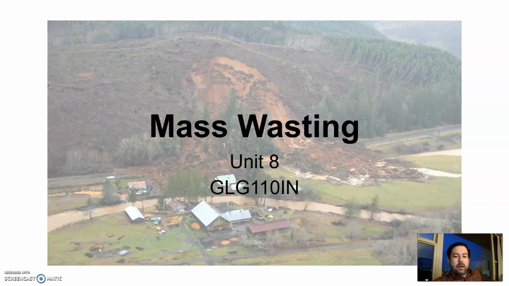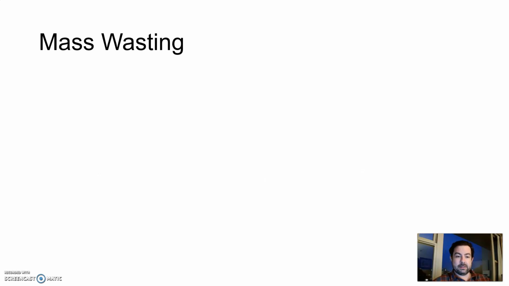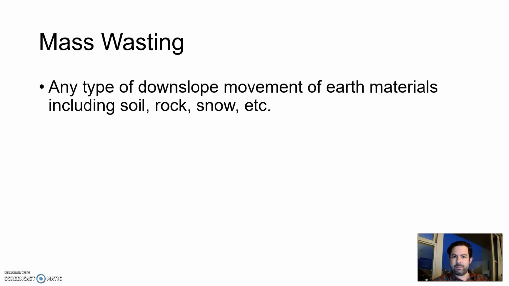So, when I say mass wasting, the most common term used is landslides. Well, no. Landslides are a particular type of mass wasting. We're going to be talking about all of them. They're not all called landslides. That's a common misconception. There are different types of mass wasting, as mentioned. It's any type of downslope movement of earth material that includes soil, dirt, rock, snow, water, trees, whatever.